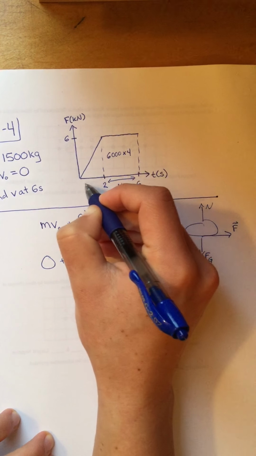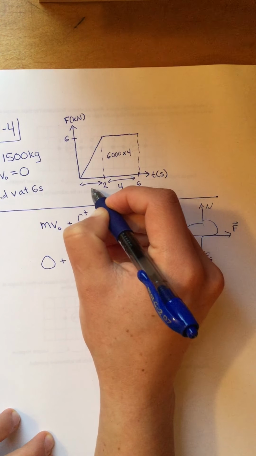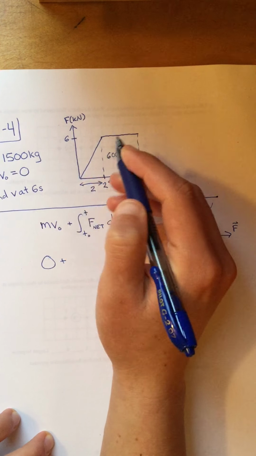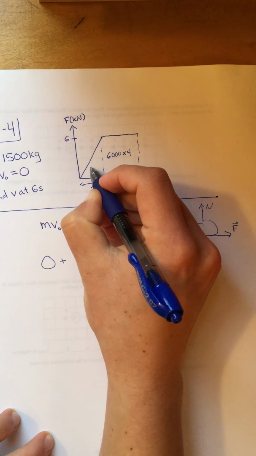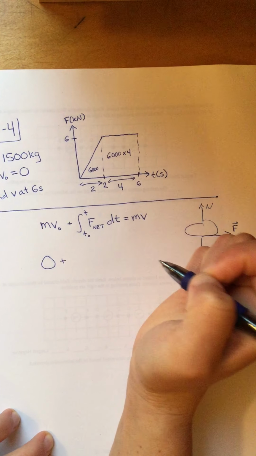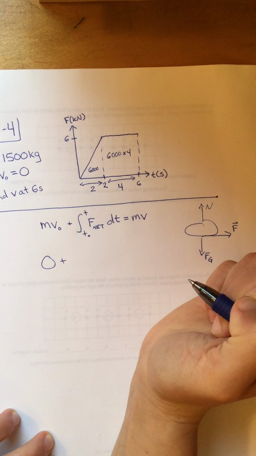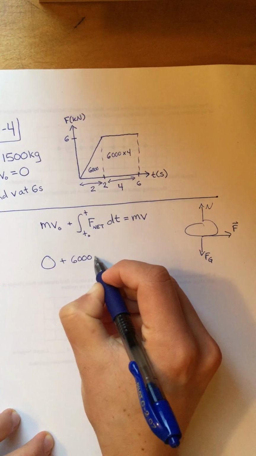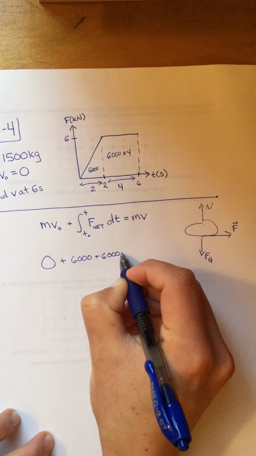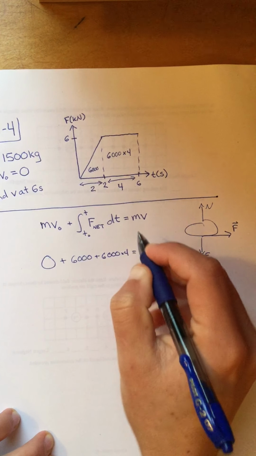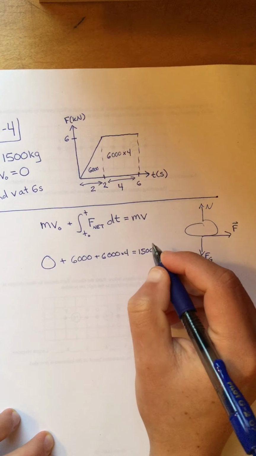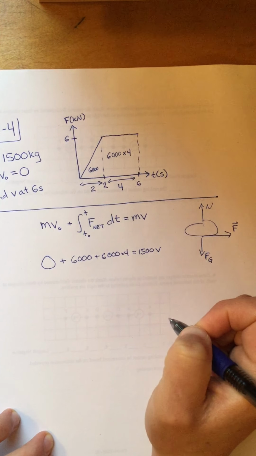Since this is a triangle, the area is 1/2 the base times the height. The base is 2, and the height is 6,000, so that's 6,000 times 1/2 times 2, which is 6,000. So the area that I have is 6,000 plus 6,000 times 4. That's equal to the mass of 1,500 kilograms times the final velocity.